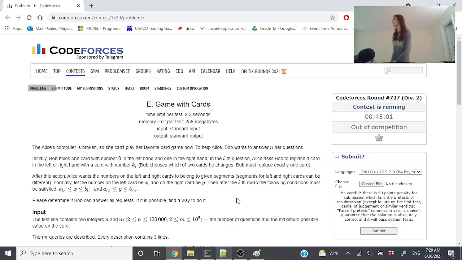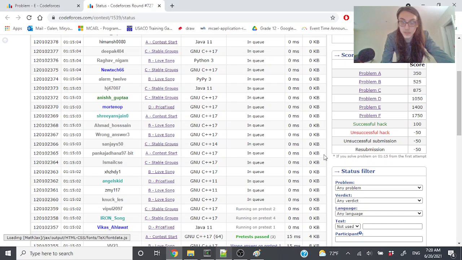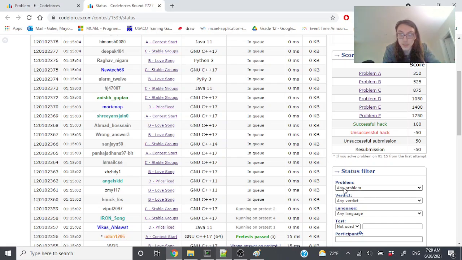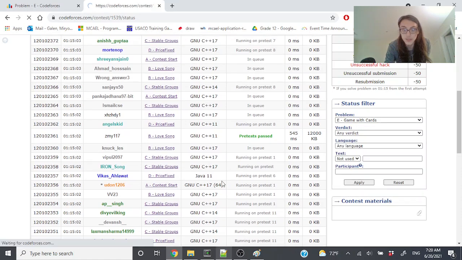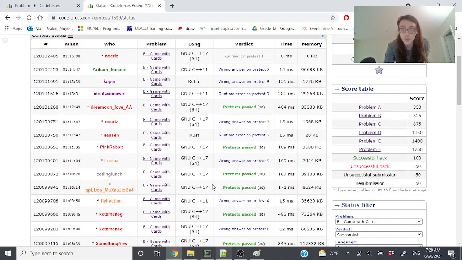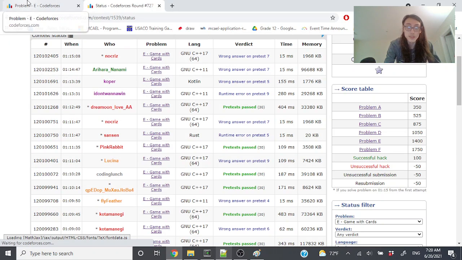2.5 seconds. Does that mean it's supposed to be log squared? What's status on E? Do people take a long time? Like, Q. Theoretically, there is a log squared solution to this. 4 milliseconds. It's not the greatest.